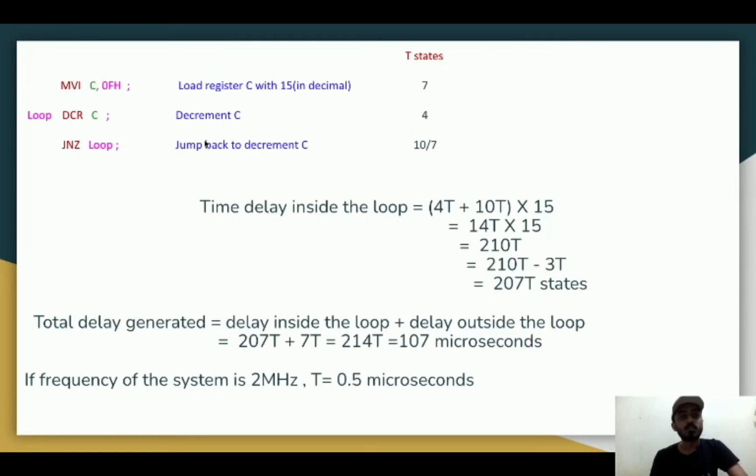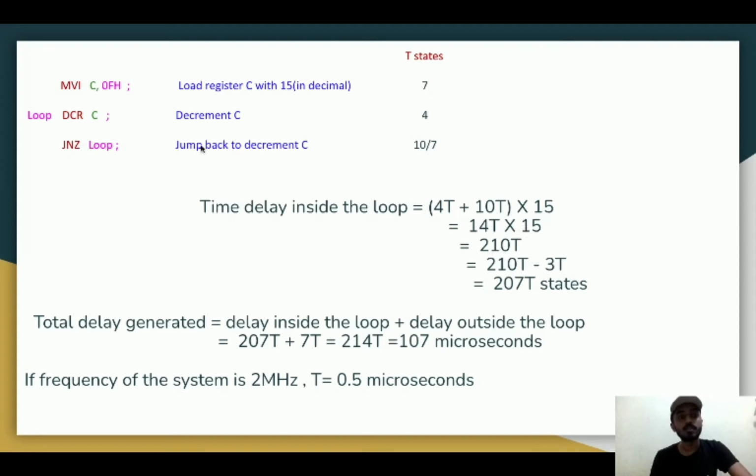So here I have written the code that I have explained before. Now calculating the time delay. First we calculate the time delay inside the loop. So within the loop, two instructions are here, DCR and JNZ. DCR uses 4T and JNZ uses 10T. So 4T plus 10T into 15. Why 15? Because the content in the register is 15. So 14T into 15 gives 210T.